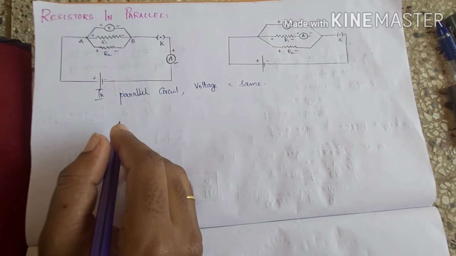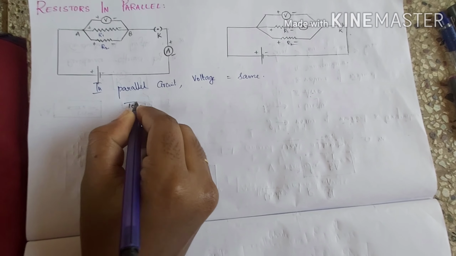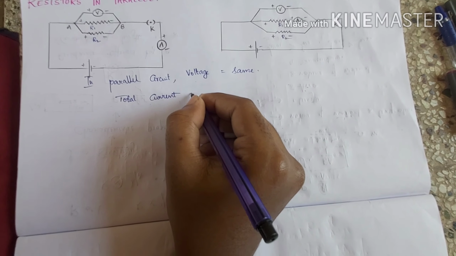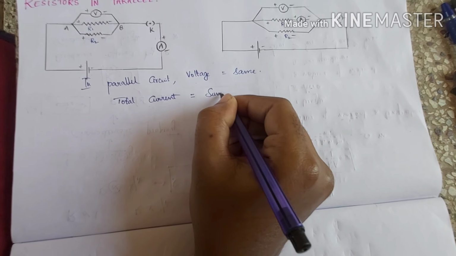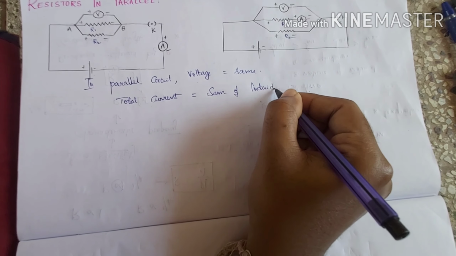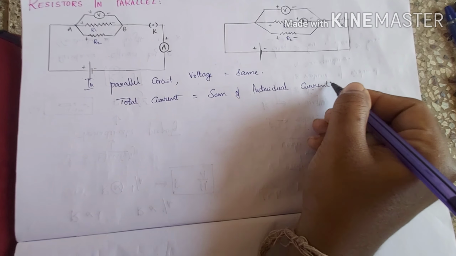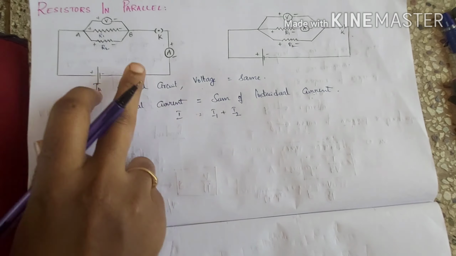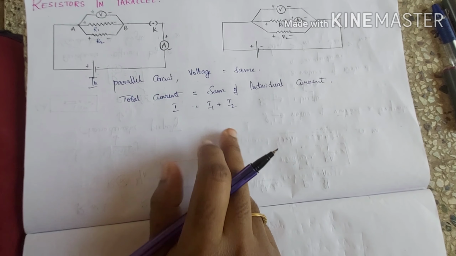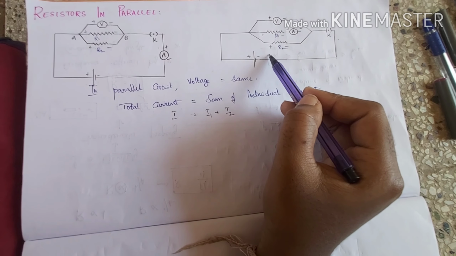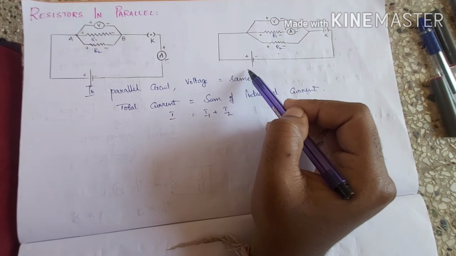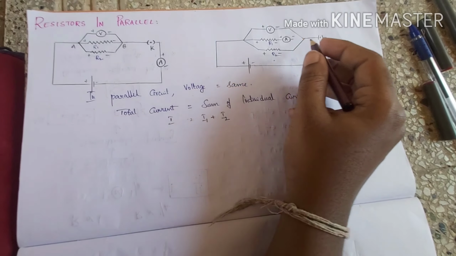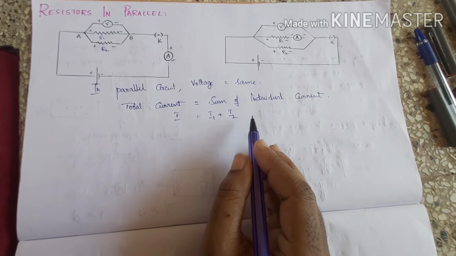When you observe the comparisons, you might note that the total current passing through the entire circuit is equal to the sum of the individual currents, which is I equals I1 plus I2 and so on. Since I have taken only two resistors, I have current 1 and current 2. The current passing through resistor 1 and the current passing through resistor 2 add up to the total current flowing here. So I equals I1 plus I2.